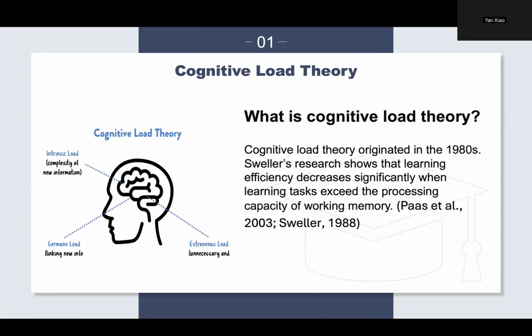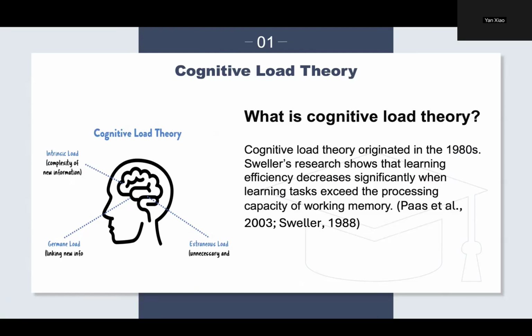Cognitive load theory was proposed by educational psychologist John Sweller in the 1980s. Sweller's research showed that learning efficiency decreases significantly when learning tasks exceed the processing capacity of working memory. This means working memory is limited.